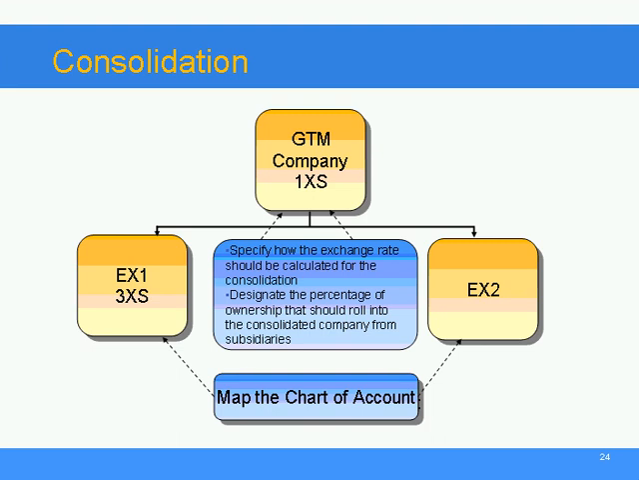So now I'm going to talk about consolidation using this example. My company 1XS is the parent company. My company 3XS is the subsidiary company. So first of all, I need to specify how the exchange rate should be calculated for the consolidation. Then I need to define the percentage of ownership that should roll into the consolidated company from subsidiaries. And I need to set up ledger accounts and other parameters.